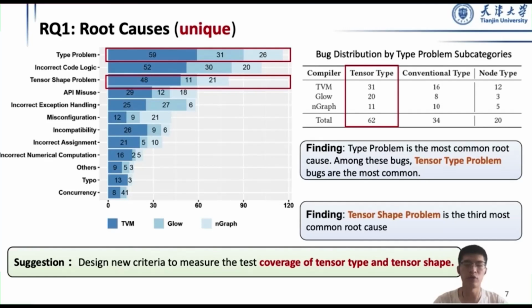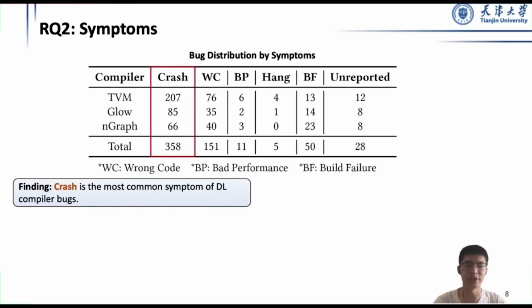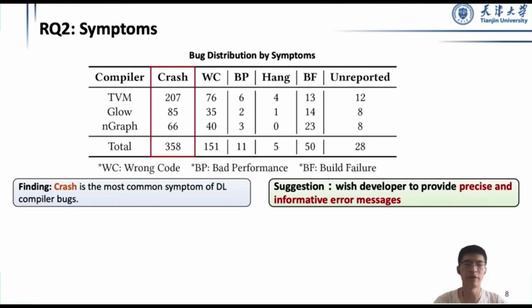Therefore, new criteria can be defined to measure the test coverage of tensor type and tensor shape. This figure shows the distribution of DL compiler bugs by symptom categories. It shows that crash is the most common symptom in all three DL compilers. Meanwhile, nearly 11% of crash bugs have ambiguous or wrong crash messages. Therefore, it's necessary for developers to provide precise and informative error messages, which could facilitate an understanding of crash bugs and help design automated localization methods.